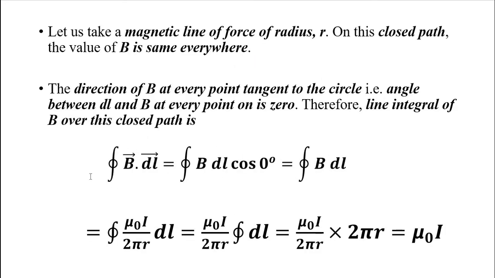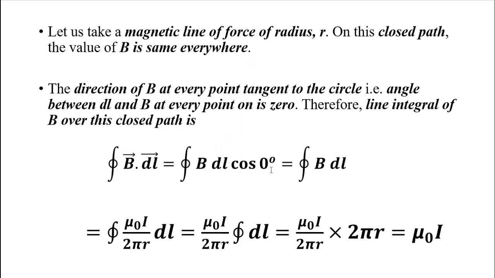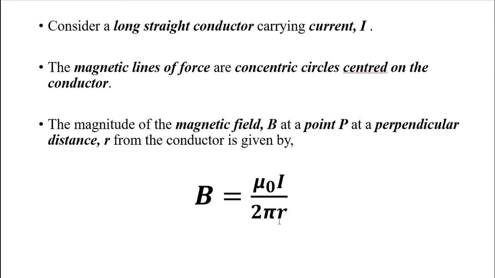B vector dot dl vector, the dot product of that. The angle between them is 0 because they are in the same direction, and at every point it will be in the same direction. So it is B dl cos 0 degree, B dl, mu 0 I by 2 pi r. As per Biot-Savart law, we have not derived it, we have just stated it like this. Maybe I will derive it in a separate video.